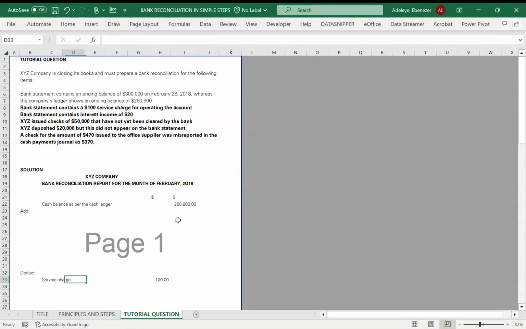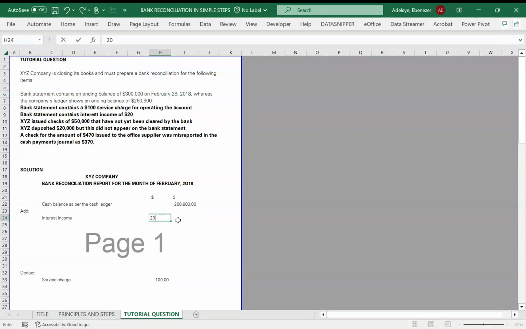Okay, $100. The second information is bank statement contains interest income of $20. This is also an example of what the bank has done, but the company has not done. And so we do what the bank has done that the company has not done. So the bank has added $20 as an income, so we also add interest income.